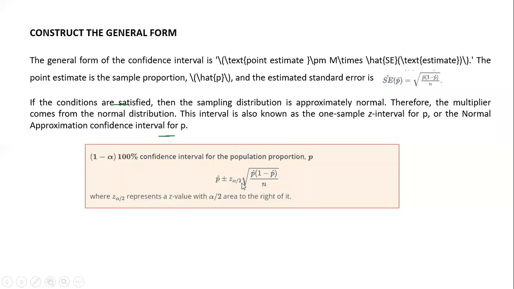ඒ margin value එක තමයි අපි read කරන්නේ z alpha by 2, මේ population proportion එකක නම් square root of p into 1 minus p divided by n. මේ z value එක අපි හොයාගන්න value එකෙන් multiply කරනවා. ඔයගොල්ලන්ට මේ කිසි දෙයක් manually කරන්න නැහැ මේ module එකේදී.